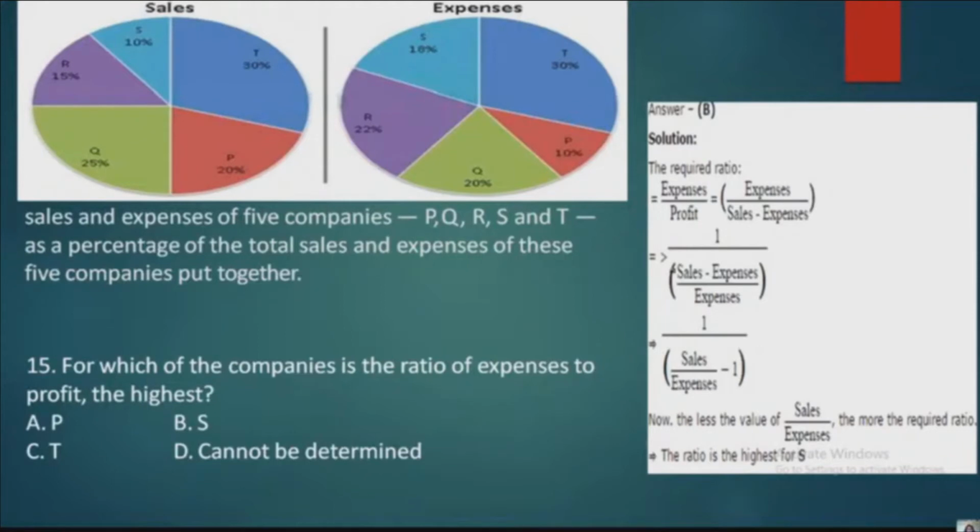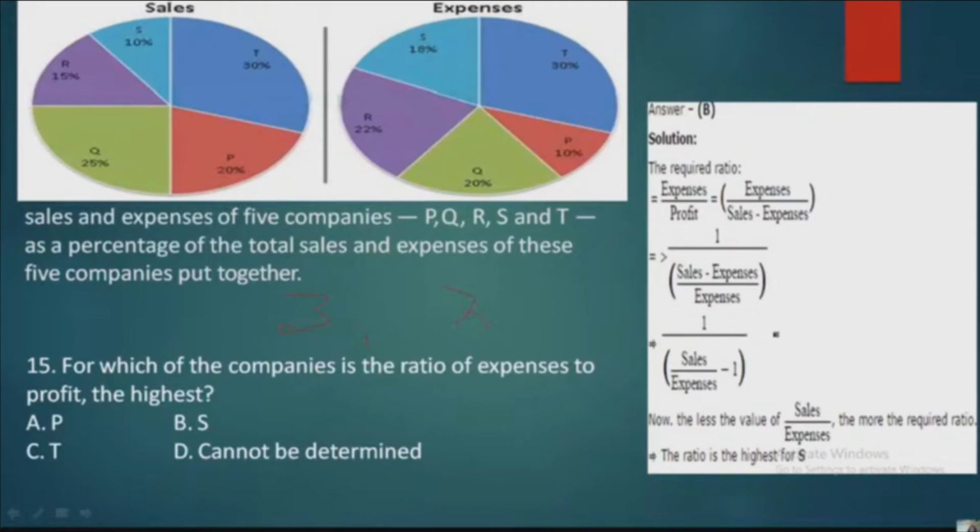So always remember, if the value of sales divided by expenses is less, then the ratio is more, okay. So if S by E is less, then the ratio would be more. Got it? So let us say, for example, we will take the value of sales divided by expenses as 3 in one case and 2 in the other.